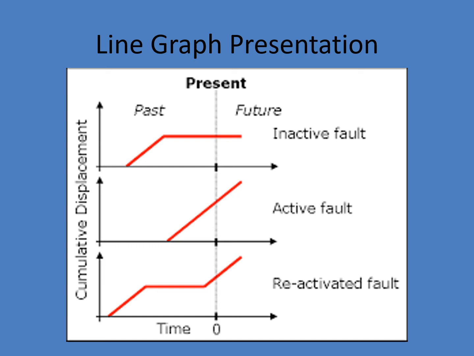These are examples of how to show the line graph presentation of an inactive fault, active fault, and reactivated fault. It's also based on the past, present, and future. So you can also see here the cumulative displacement.